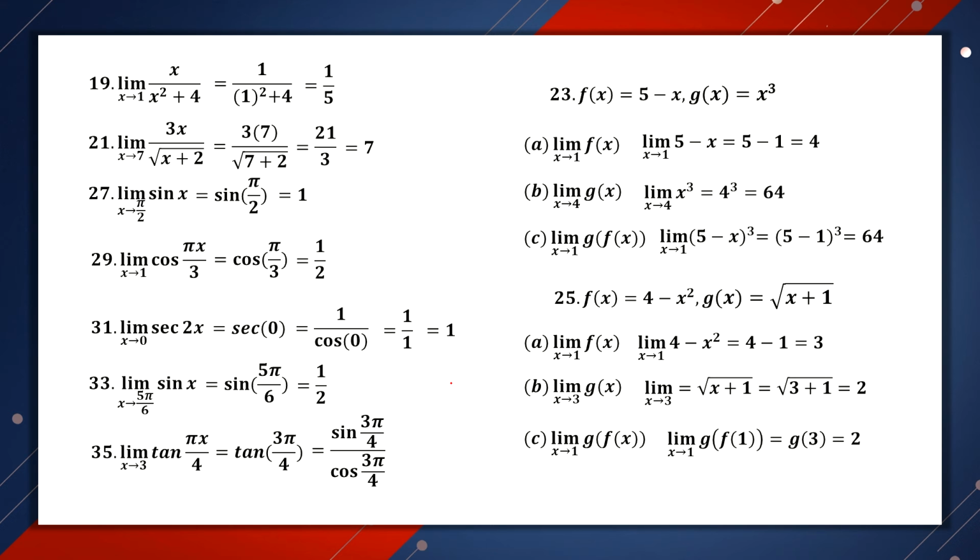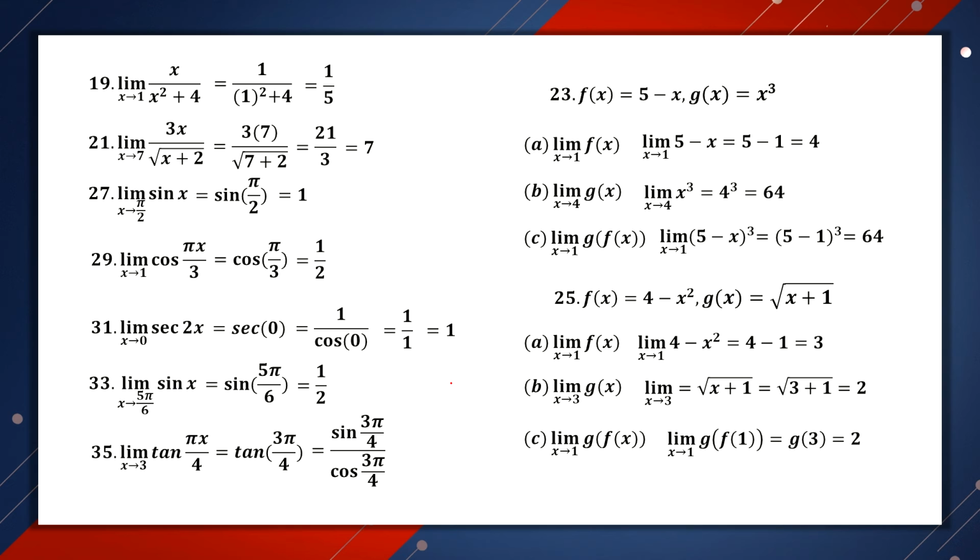And for 25, f(x) equals 4 minus x squared, g(x) equals root of x plus 1. And a is the limit of x to 1 of f(x), just like question 23. We substitute x equals 1 into the function f(x), and we get 4 minus 1 squared, which is 3.